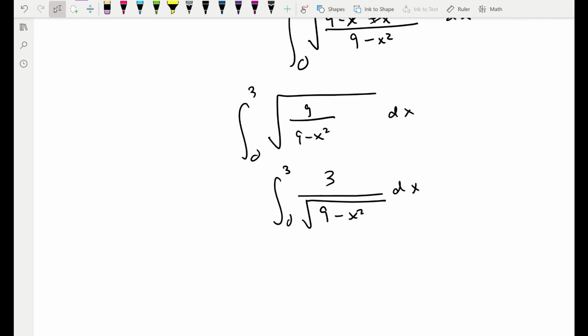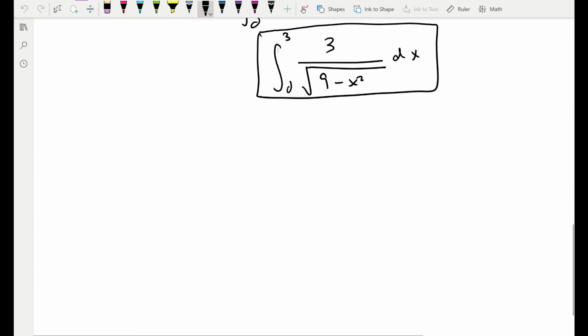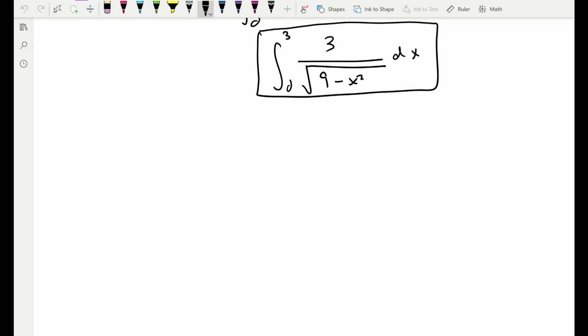Now to solve this integral, if you remember, we have to use trigonometric substitution. Since it's the 9 minus x square format, constant minus x square format, it's going to be sine. If you remember trigonometric substitution, the substitution is x is equal to 3 sine theta.